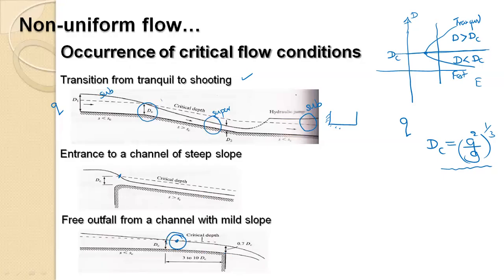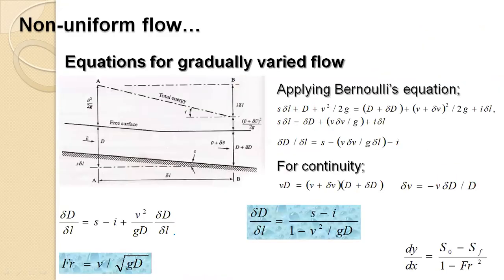Yeah, somewhere here. So critical conditions occur somewhere here. So critical conditions can occur due to various reasons, mainly due to the different steepness of the channel bottom.